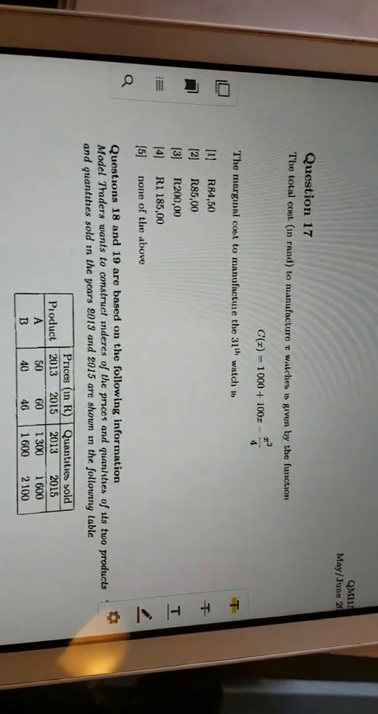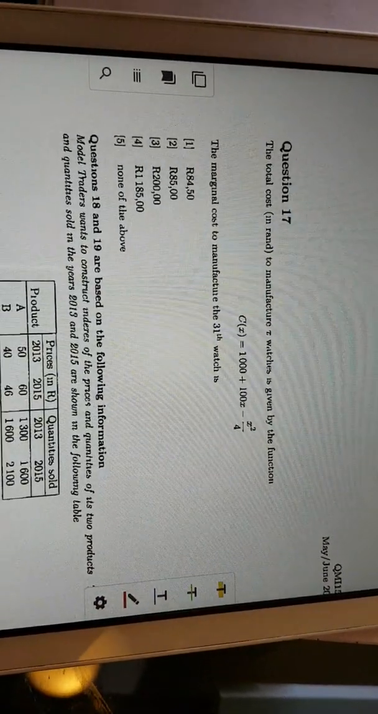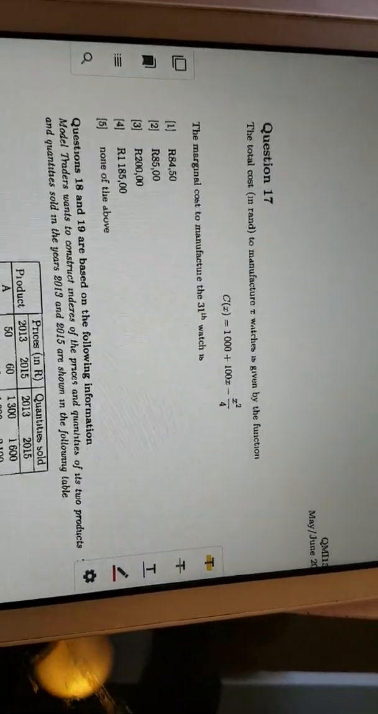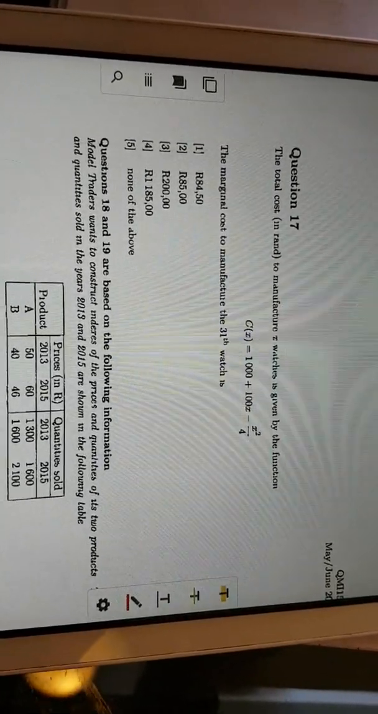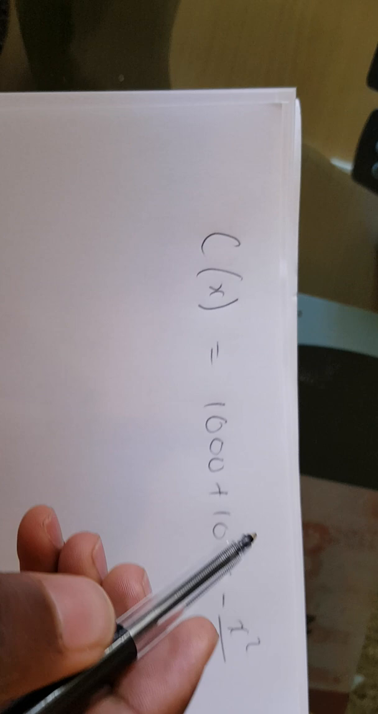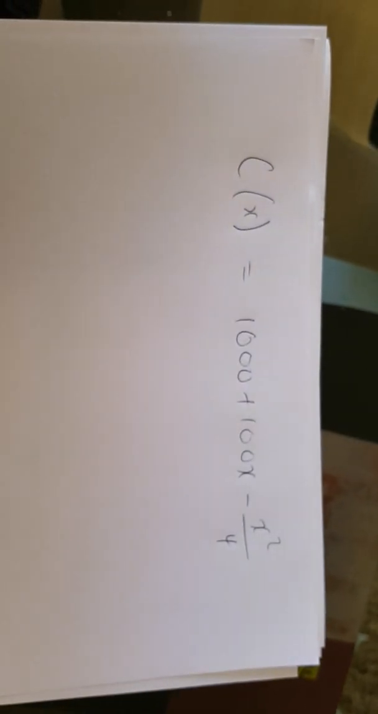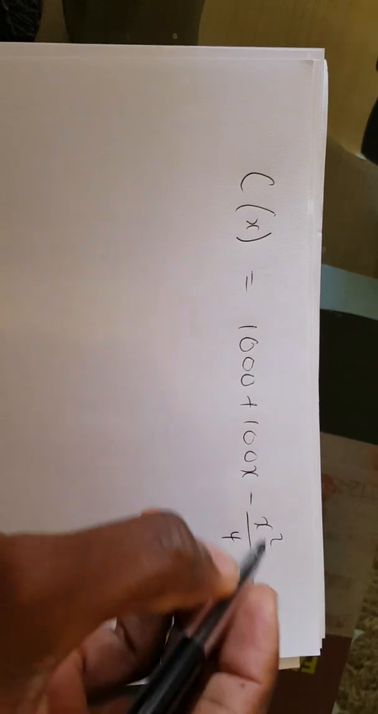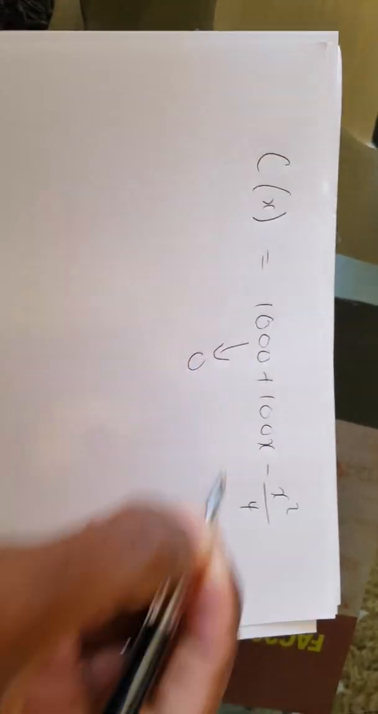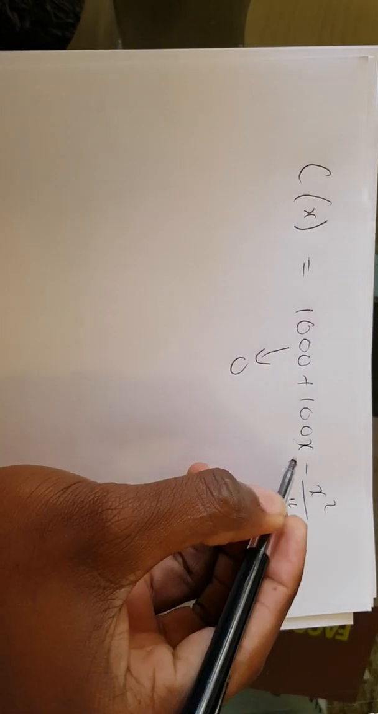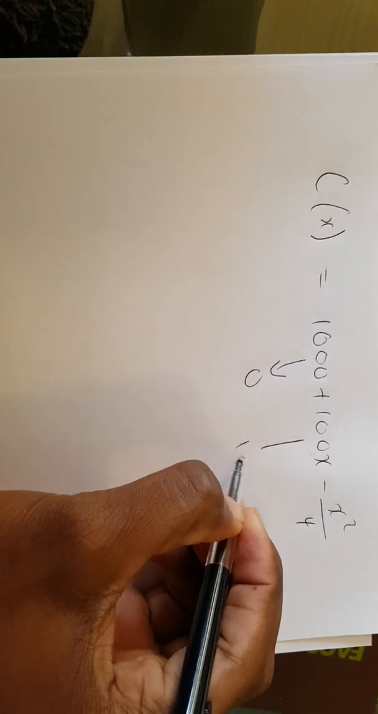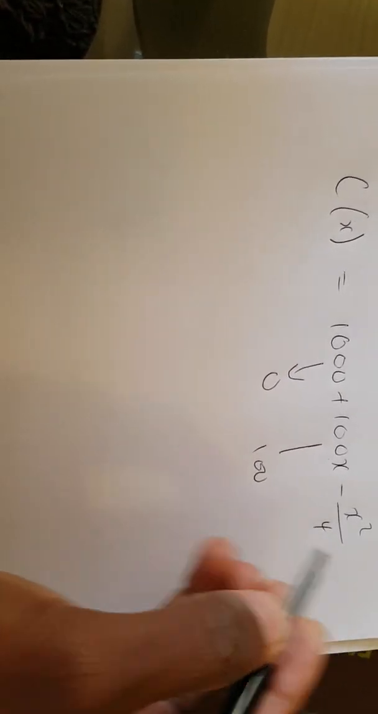So the total cost in rand to manufacture the X watches is given by the function. Now they're saying the marginal cost to manufacture the 31st watch is. So first of all, we need to derive it, guys. Let's derive it here. Remember every single number equals 0. So 1000 will give us 0. And every x number equals that number. So 100x will give us 100.